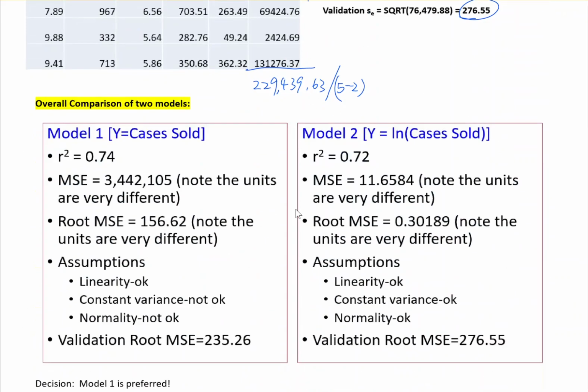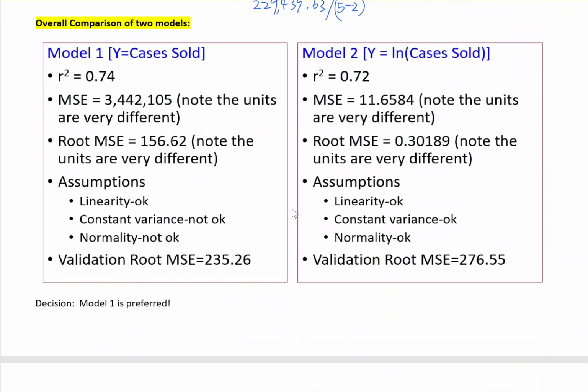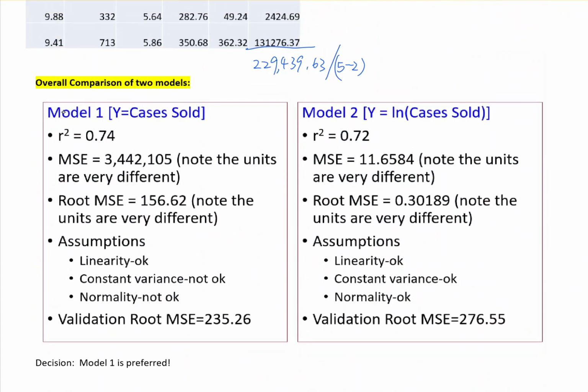Right, and then we just make this table. We say for model 1, the y is cases sold. So this is the original one. And then we have model 2, which is after we did the natural log transformation.